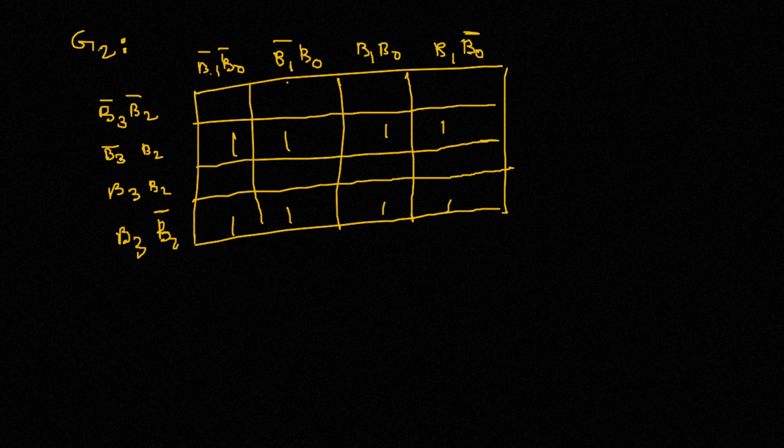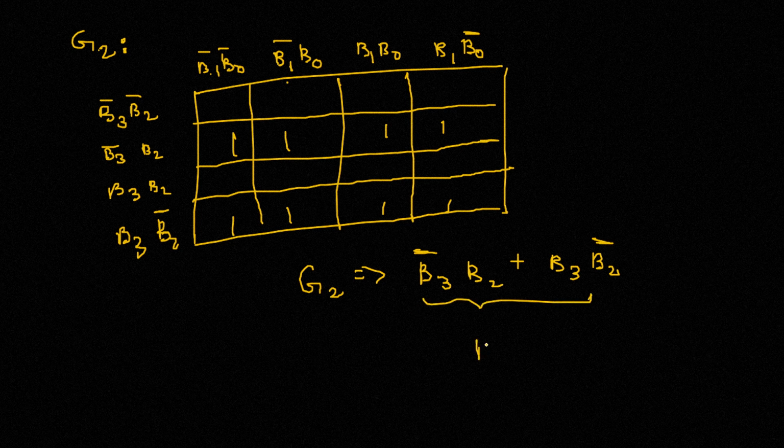So you get ones here, and so you get G2 as B3 complement B2, and you have ones in B3, B2 complement. So like you can see, this is an XOR gate. So we have B3 XOR B2.